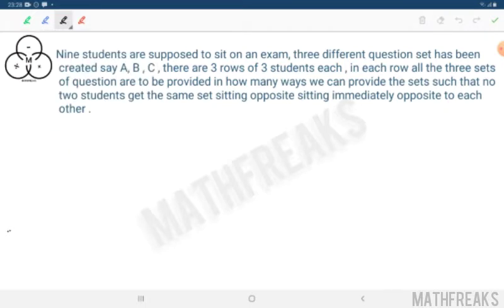Nine students are supposed to sit on an exam. 3 different question sets have been created, say A, B, C. There are 3 rows of 3 students each. In each row, all the 3 sets of questions are to be provided. In how many ways can we provide the sets such that no 2 students get the same set sitting immediately opposite to each other?